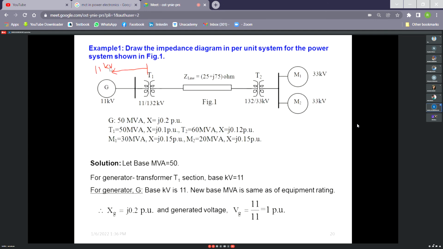So for this section, since you are learning, always identify for the generator transformer section that the base kV is 11. Then for every component you check the base kV is 11. What is the rated voltage of that particular machine? You must check that one. Since it is 11, there is no change in xg, but you have to calculate the generator terminal voltage, that will be 1 per unit. If it would be 10.5, then the generator terminal voltage will be 10.5 by 11.